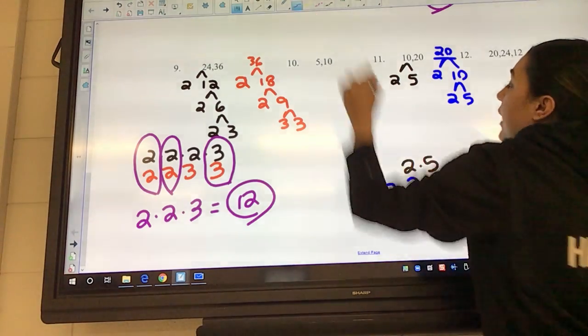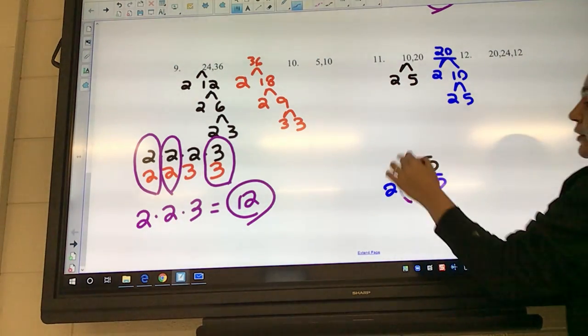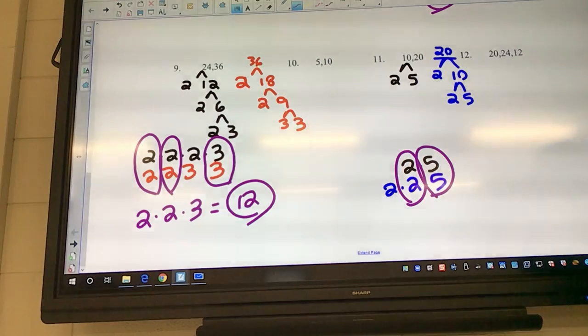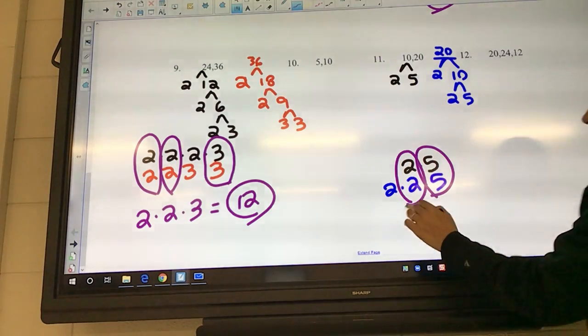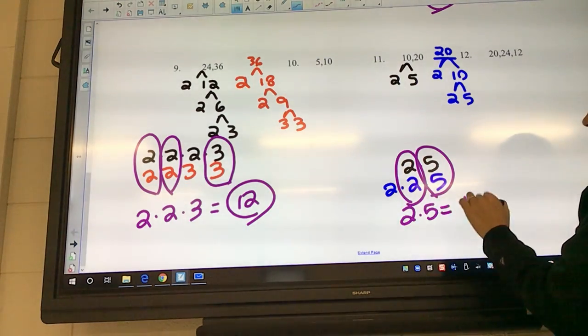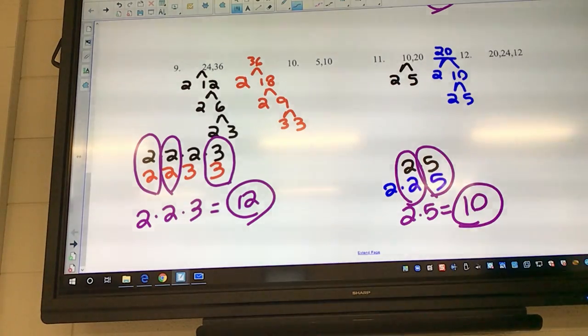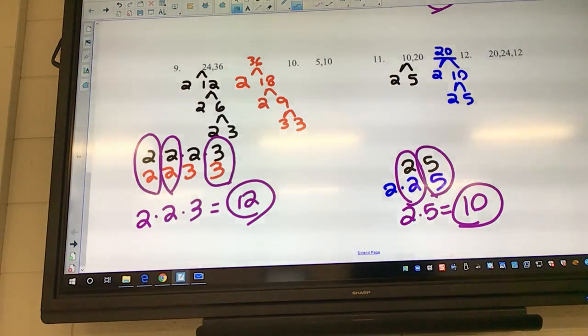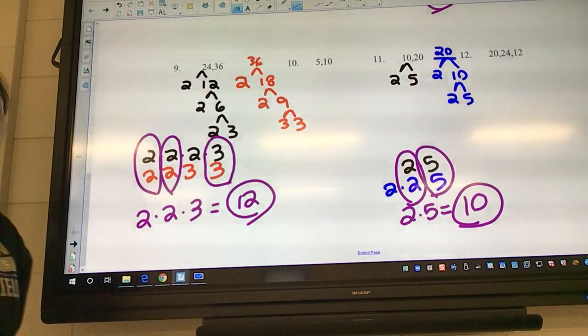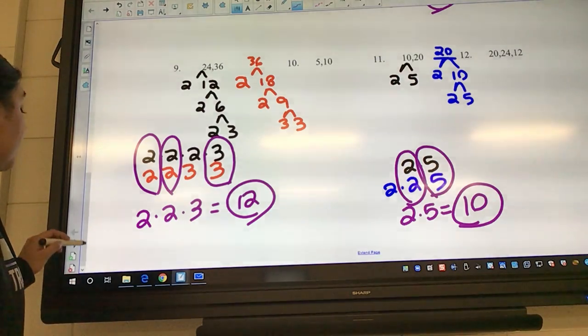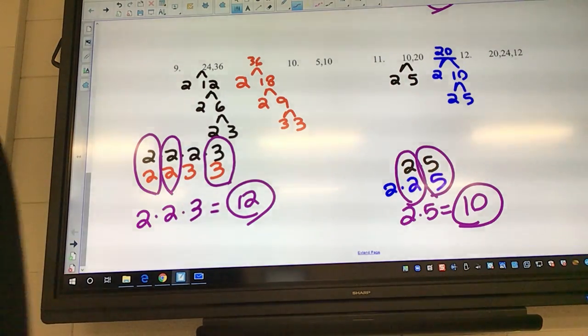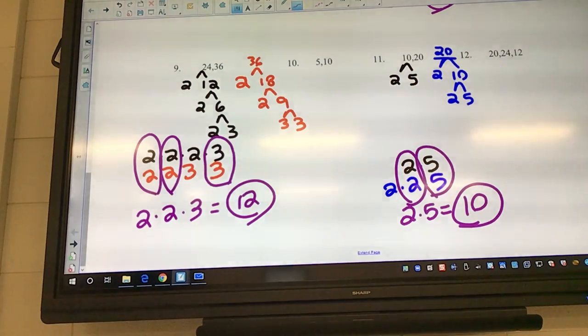We say, well, what do these have in common? Well, they got this 2 and this 5. And so you multiply those ones, and so it's going to be 2 times 5, which is 10. And then when you think about that, does 10 divide into 20? Yeah, it does. And so the greatest common factor is 10 itself, and it goes into 20. Okay? And so sometimes that's just going to happen. Okay, so the greatest common factor for that one is 10.